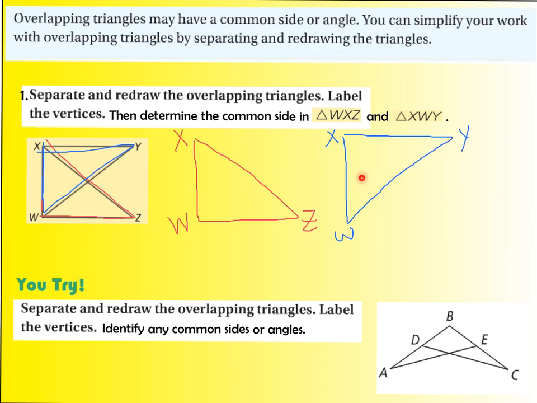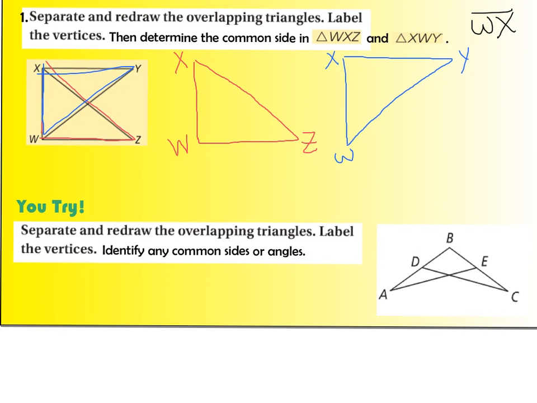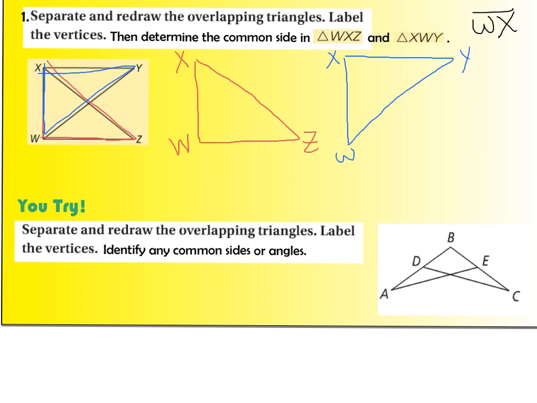So that would be my common side that they both have. I see that in both triangles. I have an X, I have a W. And honestly, I could have seen that up here when it named my triangles, WXZ and XWY, they both have a W and an X. So that's going to be my common side. My answer will be WX. Alright, so I want you to try below. I want you to separate and redraw the overlapping triangles, label the vertices, and then identify any common sides or angles.